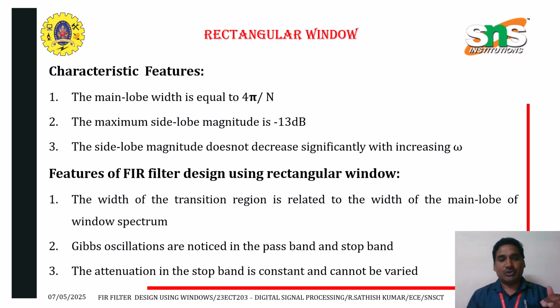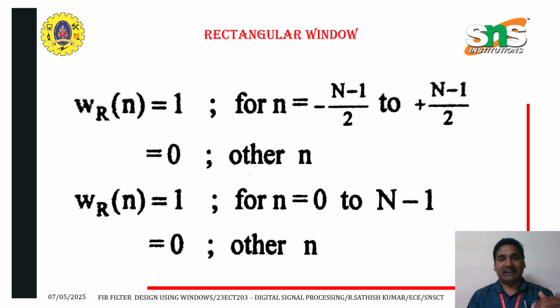Now we can see the features. The width of the transition region is related to the width of the main lobe of the window spectrum. Gibbs oscillations are noticed in the pass band and stop band. The attenuation in the stop band is constant and cannot be varied.